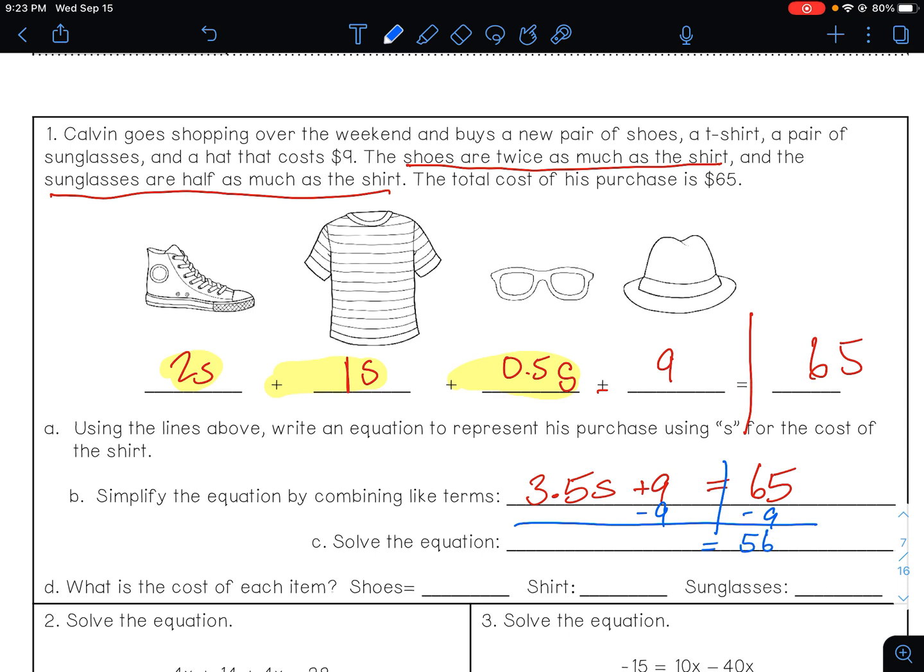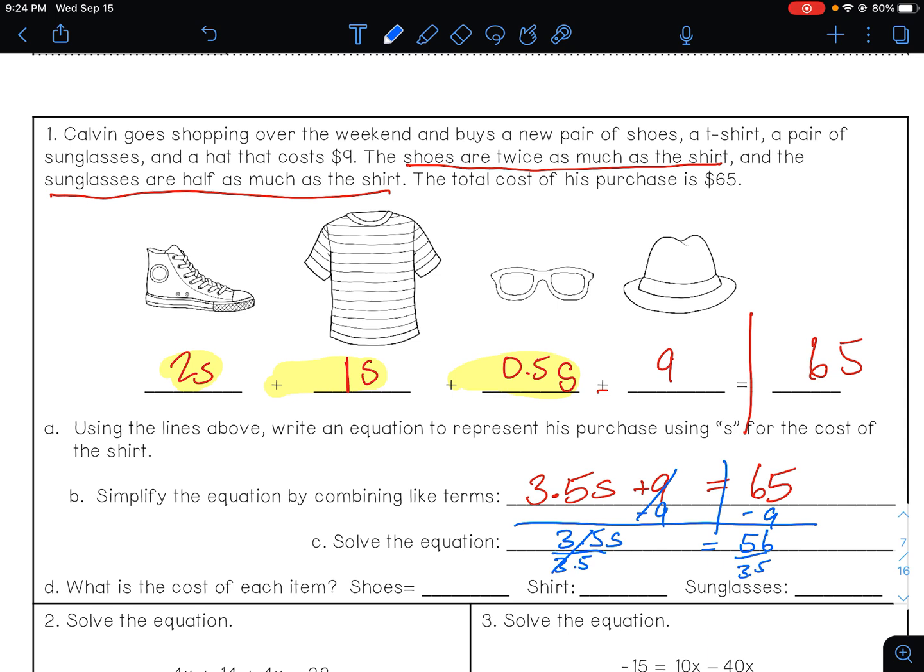56 equals. And then this cancels out. We're left with 3.5S equals 56. And now, how do we get S by itself? We divide by 3.5, which cancels that out. Divide that by 3.5.